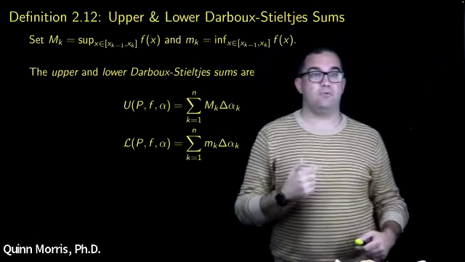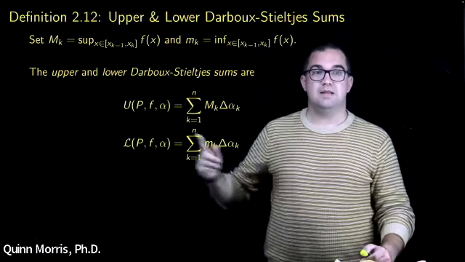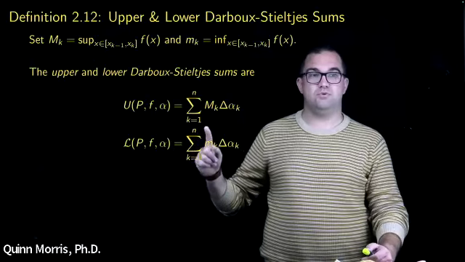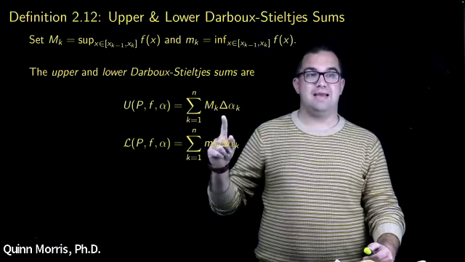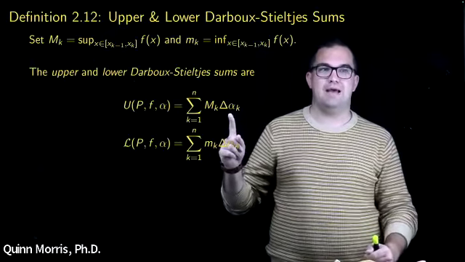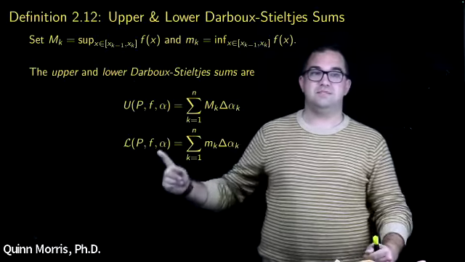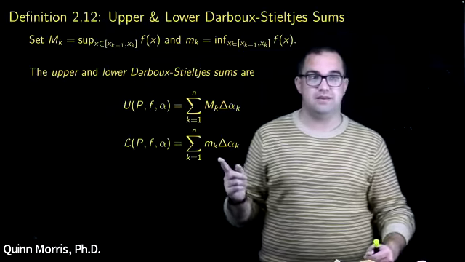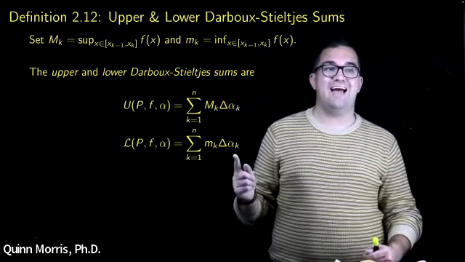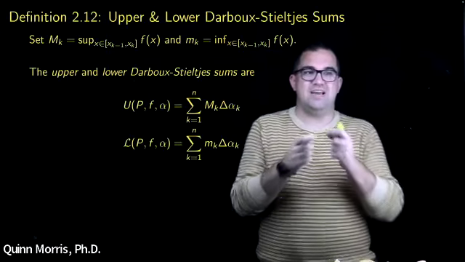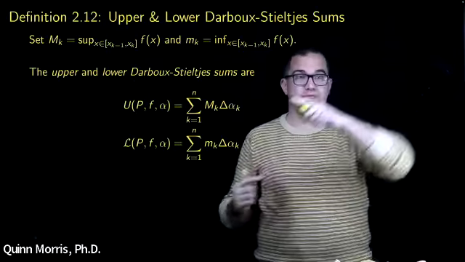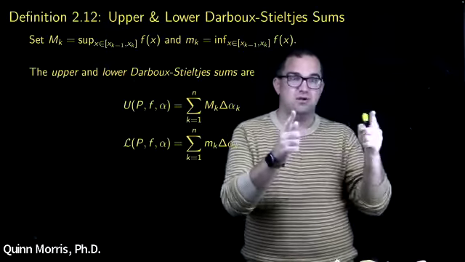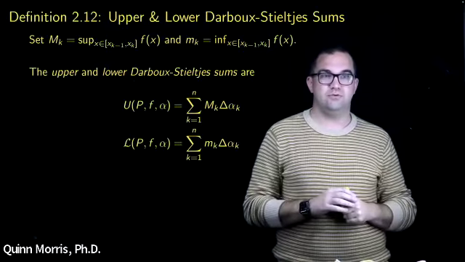But then when I go to define upper and lower Darboux sums, now I'm going to have U of P, f, alpha equal to the sum k equals 1 to n of capital M sub k times, not delta x sub k, now it's delta alpha k. Same thing for the lower Darboux-Stieltjes sum. I'm going to have the sum k equals 1 to n of little m sub k times delta alpha k. So again, everywhere I'm just changing how I weight these function values. The heights of the rectangles are staying the same. I'm just changing how I weight those heights by transforming my partition values.